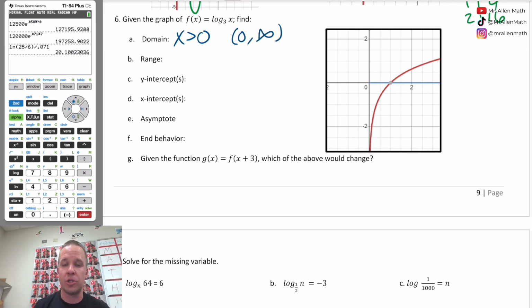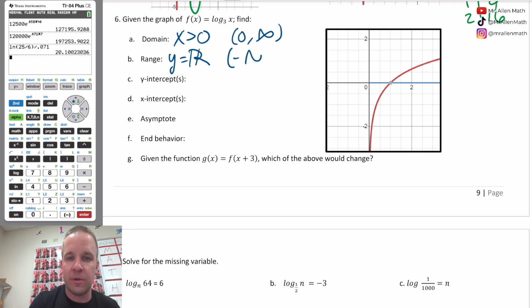All right, range. So my range here keeps going down, and as it goes to the right, it keeps going up. So my range is all real numbers. Now, if you think about exponentials, the y is greater than 0, and the x is all real numbers, right? It flip-flops. They're inverses of each other. X's and y's swap. Now, in interval notation, if your teacher prefers that, it's negative infinity to positive infinity.